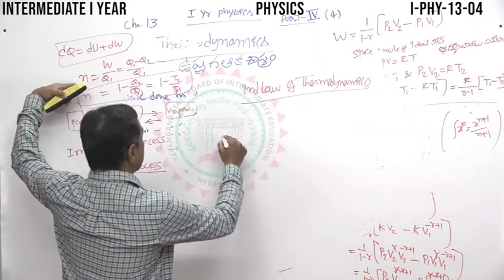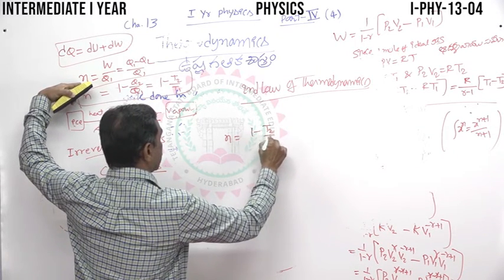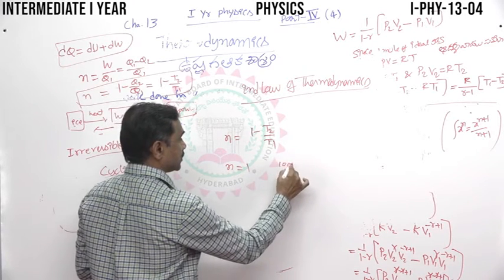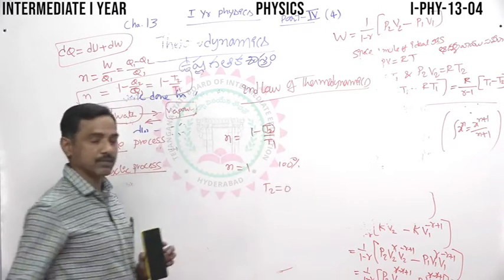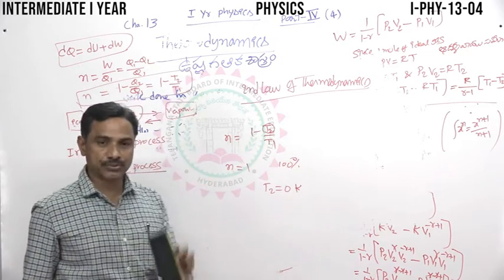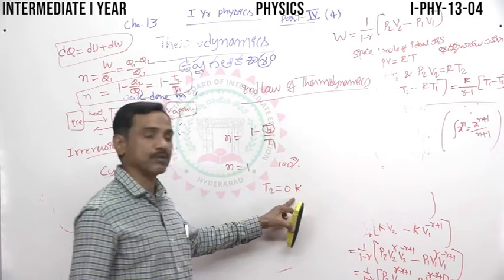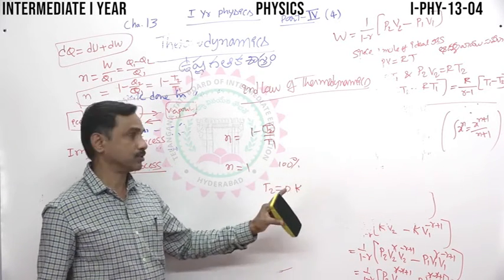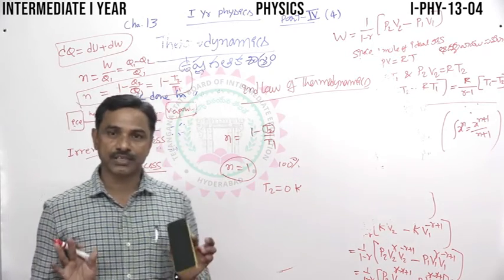Suppose you take the efficiency we just derived, 1 minus T2 by T1. Suppose you want η equal to 1, that is 100% efficiency. If it is possible, this T2 value should become 0 Kelvin. But achieving absolute 0 Kelvin, that's minus 273 degrees centigrade, is not at all possible. Therefore, it is impossible to construct a heat engine with 100% efficiency.